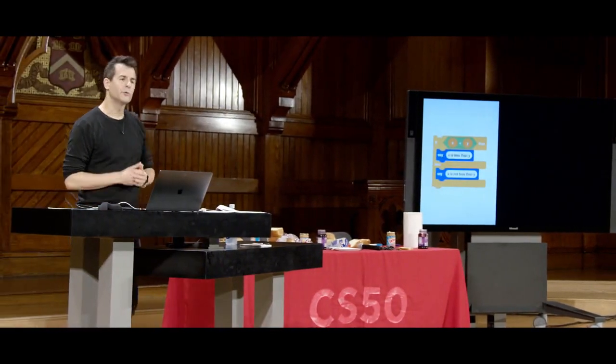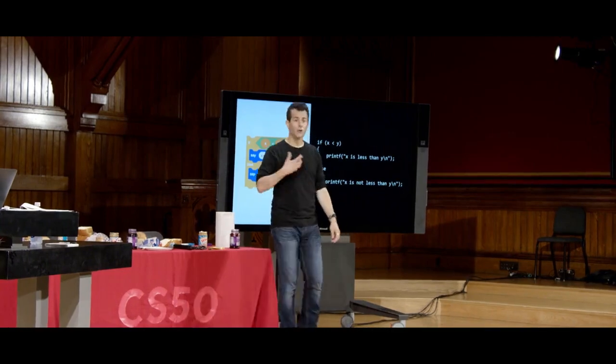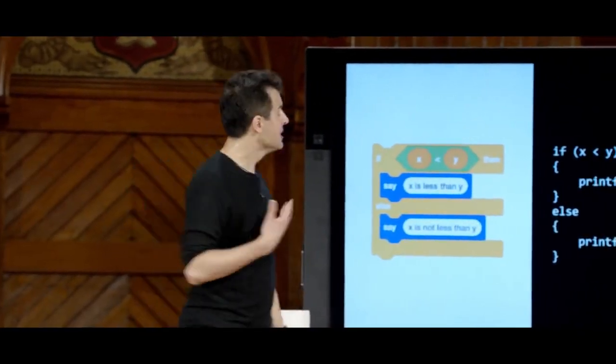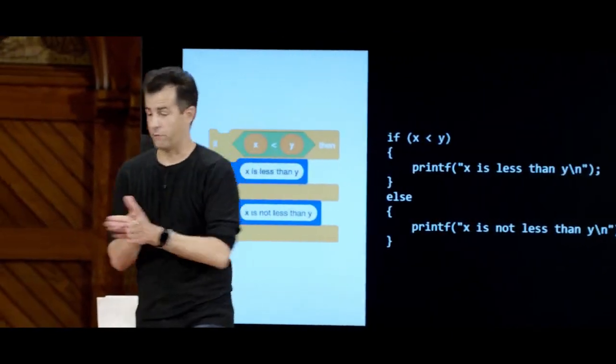What if you wanted to express this, though? If x is less than y, then say x is less than y, else say x is not less than y. Well, it turns out this is almost identical. The first 4 lines, perfectly the same as before. But it turns out in C you can literally say else after that closing curly brace, and then just print out, alternatively, whatever it is you want to say. So this is like the fork in the road. If you go one way, say this. If you go the other way, say this other thing.